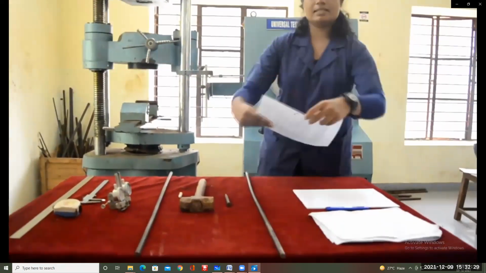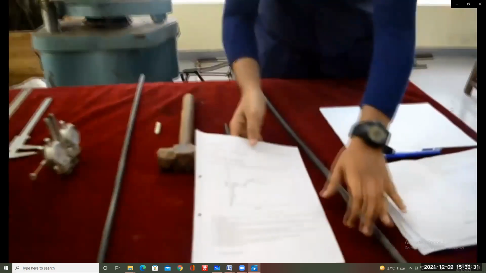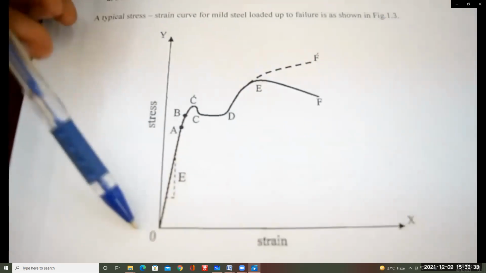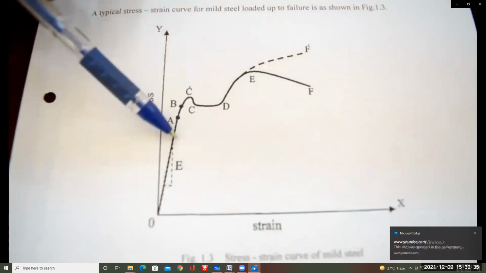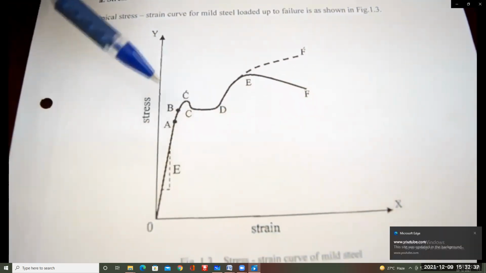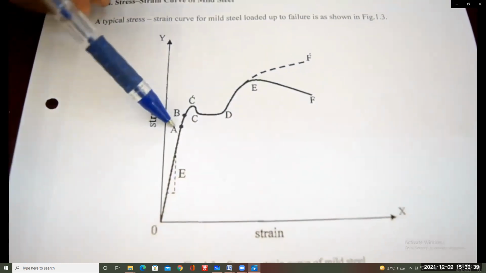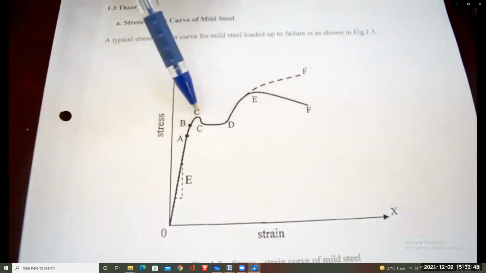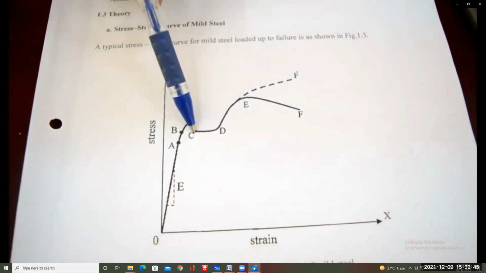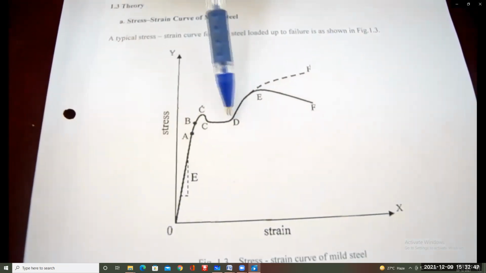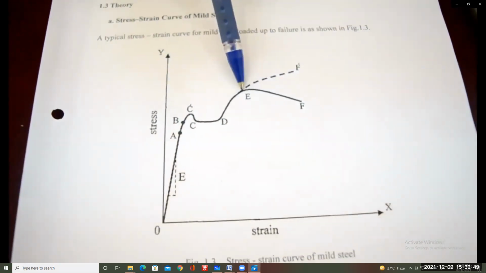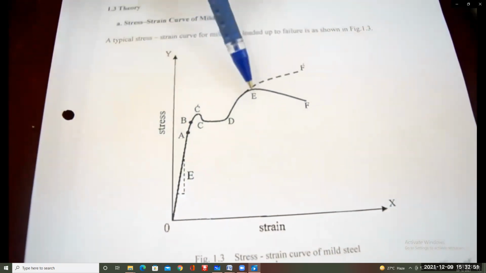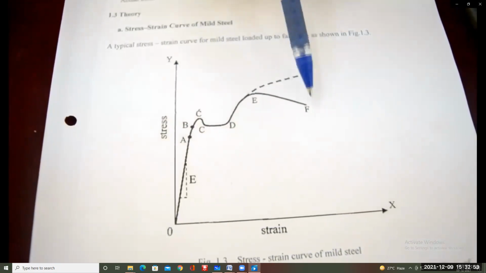Now this is a typical stress strain curve for mild steel. OA is the linear portion, whose slope gives us the modulus of elasticity. A is the proportionality limit, B is the elastic limit, C dash and C are respectively the upper yield point and the lower yield point. The portion CD is the yield plateau, D is the strain hardening region, E is the ultimate stress and F is the breaking stress.